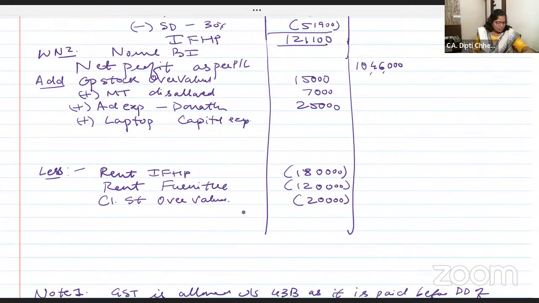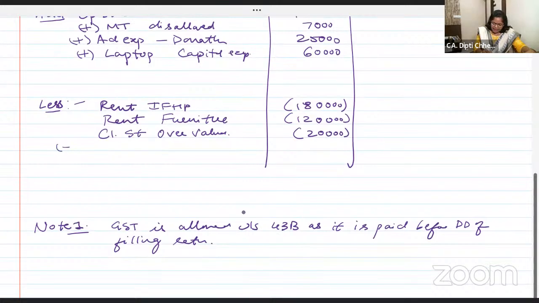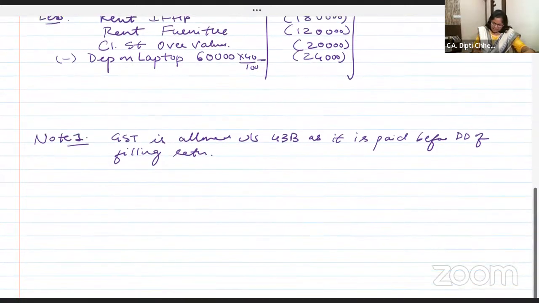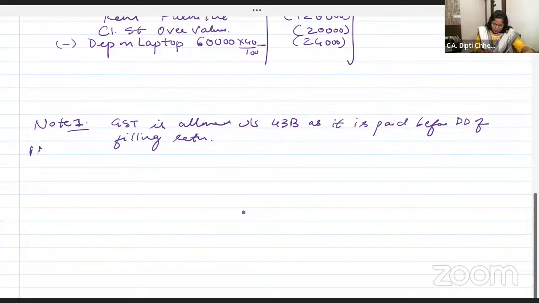It's not allowed: 60,000. But if you have added back the laptop as a capital expenditure, can I allow depreciation on the laptop? Yes, and it is used for more than 180 days. So on 60,000, 40% is 24,000 as depreciation. Transport charges are allowed. So we are in note 2.